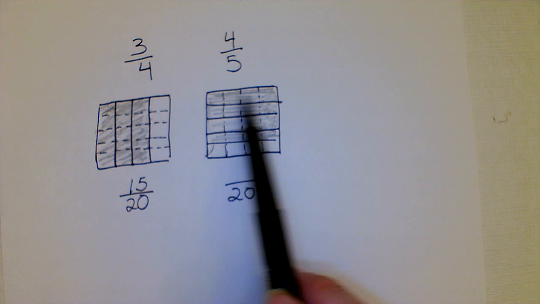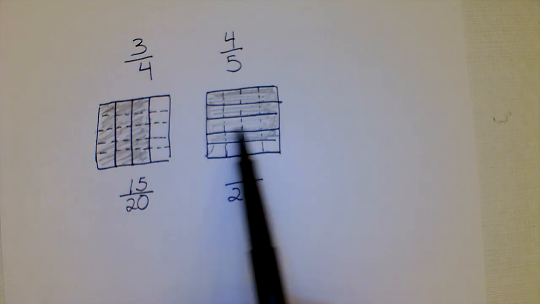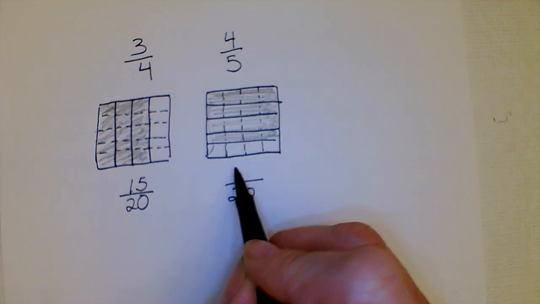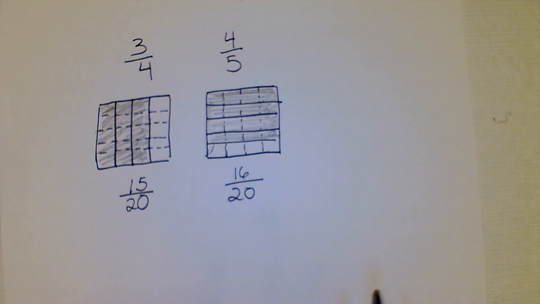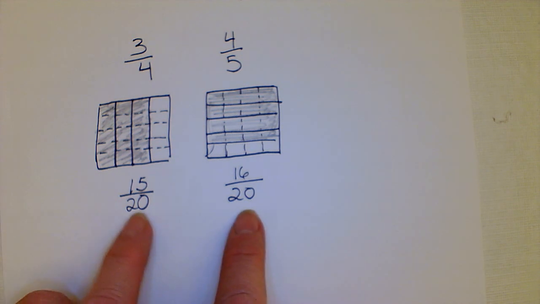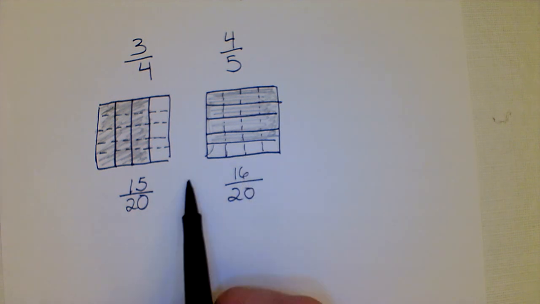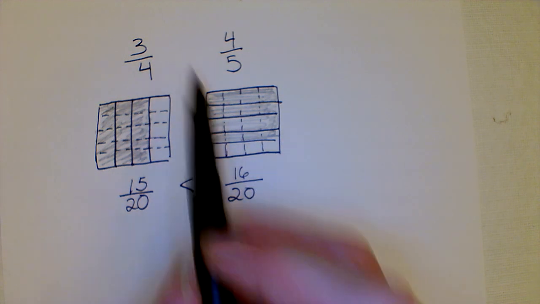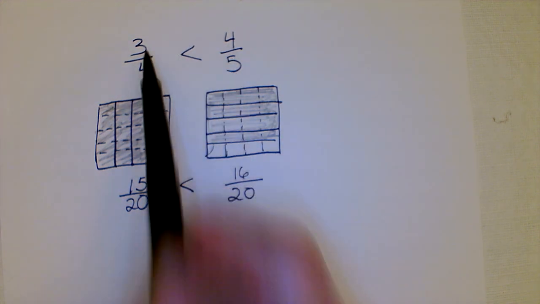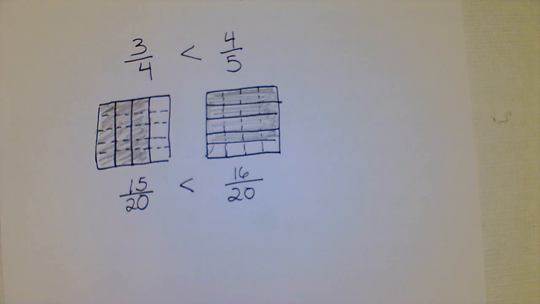And in this case, I have 4, 8, 12, 16 that are shaded. So now that I have denominators that are the same, that are common, 20, 20, I can now compare those numerators. And what I can see is that 16 is larger than 15. There's more pieces, which means that 4/5 was larger than 3/4, or 3/4 is smaller than 4/5. Okay, so this is great if you can see what you need to do.